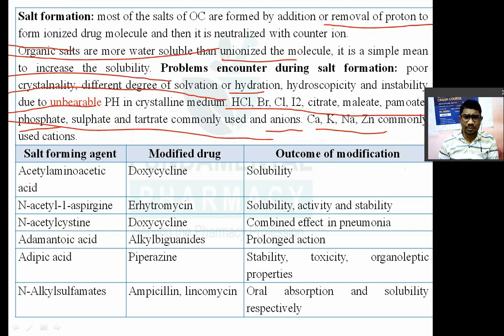A few examples of drugs and their salt formation are explained here. What is the salt forming agent? Which is the modified drug, why was the modification done, and what is the outcome of the modification? For example, doxycycline is the drug, a tetracycline. Doxycycline is modified using acetyl amino acetic acid. So the salt forming agent is acetyl amino acetic acid, to increase the solubility of doxycycline.